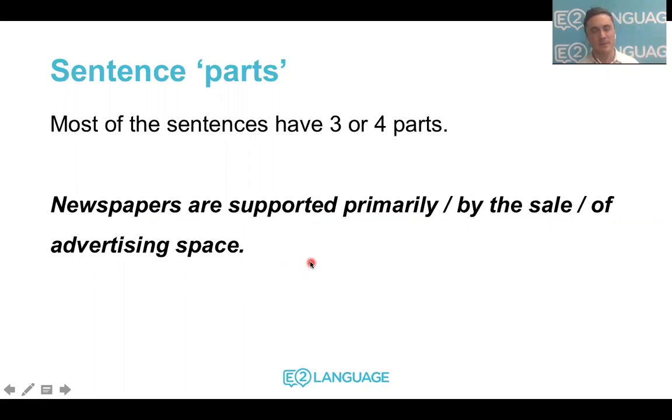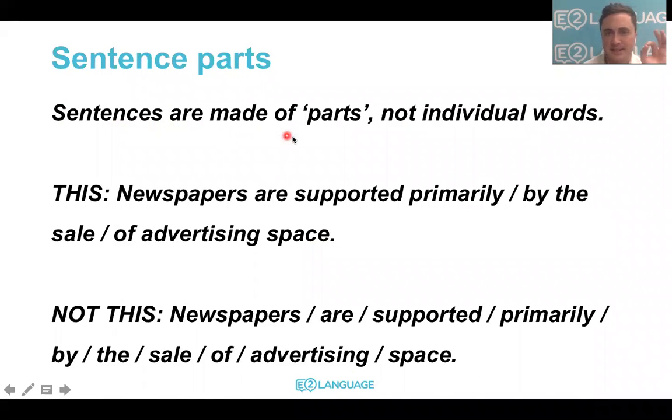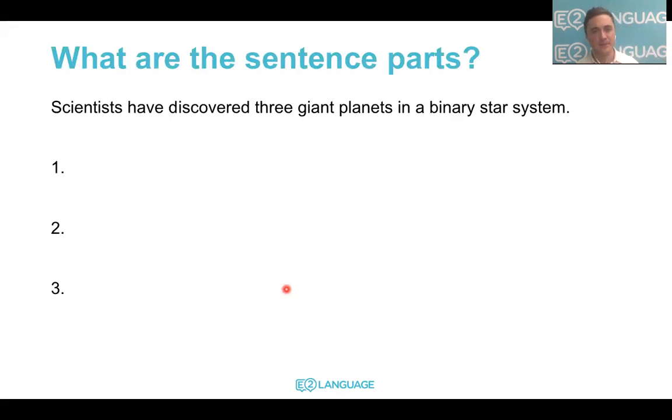This sentence has 3 parts. Newspapers are supported primarily by the sale of advertising space. Sentences are made of parts, not individual words. We say this, newspapers are supported primarily by the sale of advertising space. We do not say newspapers are supported primarily by the, etc. You can see how the words join together to form phrases, and this is what you memorize. You don't memorize individual words, you memorize phrases or sentence parts.